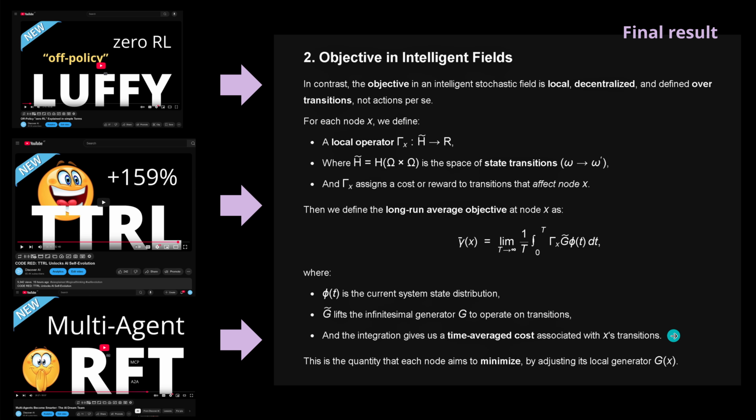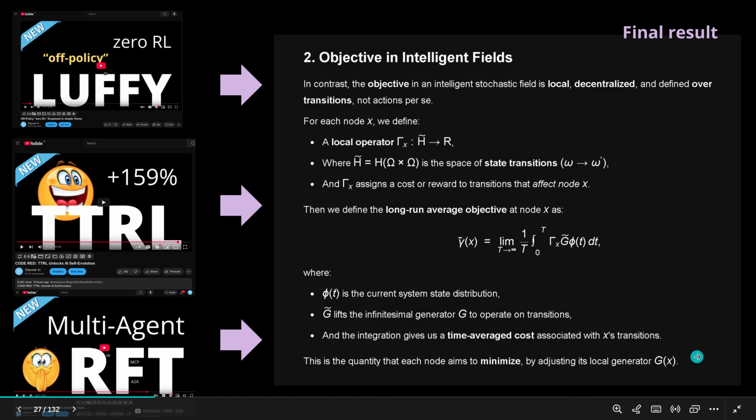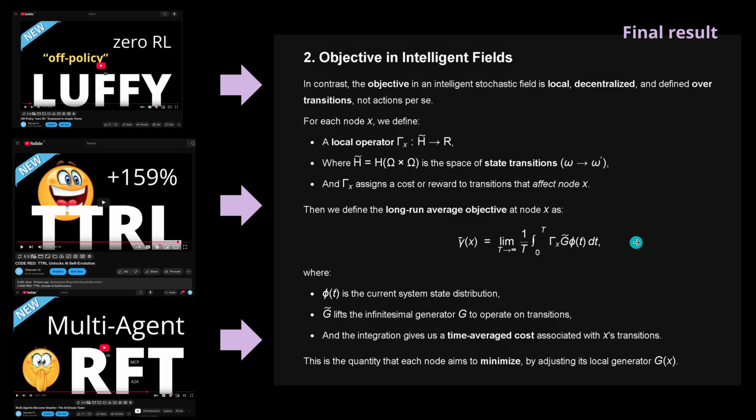So you see, we are back in an optimization problem as in AI today. It's just the quantity that each node holds and aims to minimize. And you say, hey, wait a minute, each node minimizes now? Yes. This is why we introduce intelligent fields. And this is done by adjusting an operator, a local generator. There is a little bit of mathematical proof that we have to show, but this is the new idea.